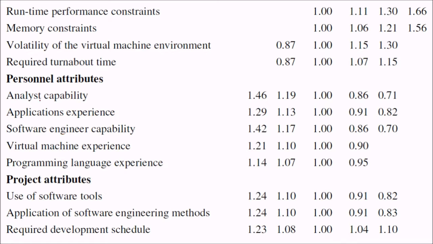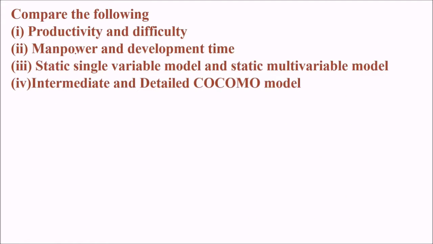Let us take one more example, like the personnel attribute. What is the experience of applications for the personnel who are actually working on it? So very low will be this, very high will be 0.82. Likewise, these values are empirically already available, and the judgment is made subjectively. But still, when you judge that the particular software you are going to make requires very high application experience, 0.82 would be taken.